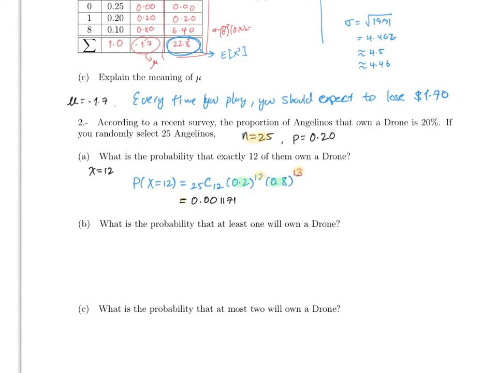Now, do you want me to do it in the calculator too, to show you again how to get the answer? Yes. Okay.